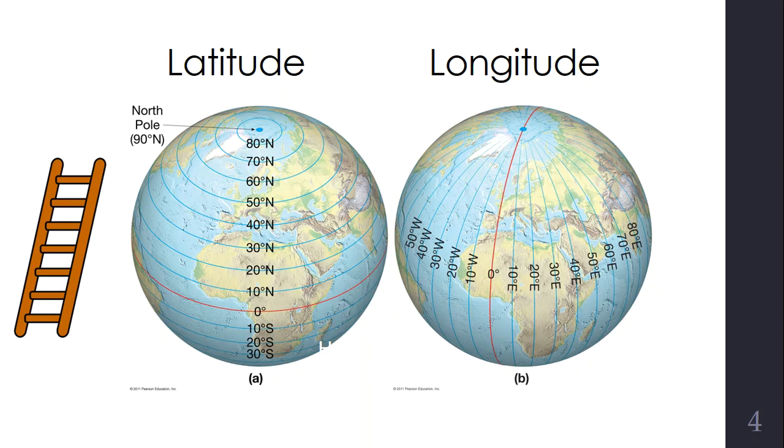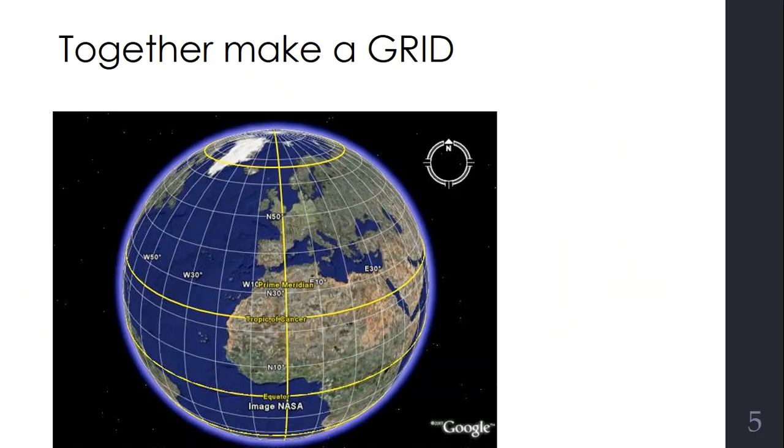So I'm going to talk about each one of these separately and why they are important. But together they make this very nice grid that covers the planet, that lets us know exactly where we are. We can get pretty precise with these coordinates and kind of navigate our way around the globe.